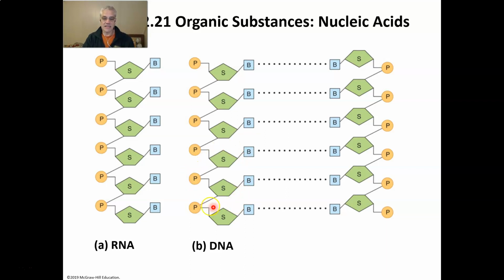This is how DNA is put together. DNA is usually found double-stranded. Double-stranded means these phosphates and sugars form what we call the phosphate backbone. So it's a phosphate and a sugar and a phosphate and a sugar and a phosphate and a sugar. You get it, right?